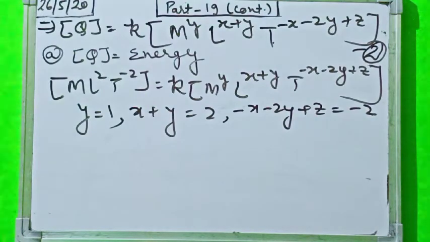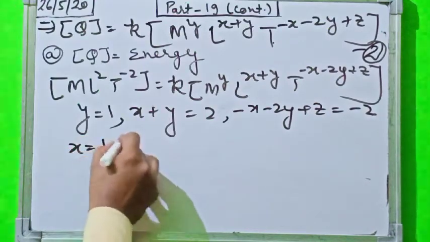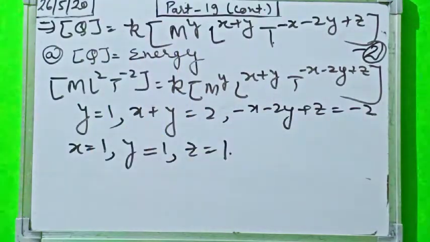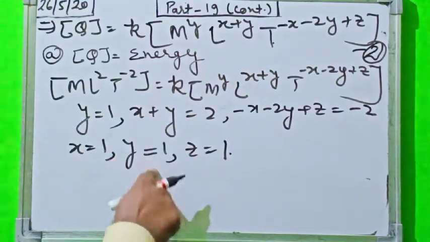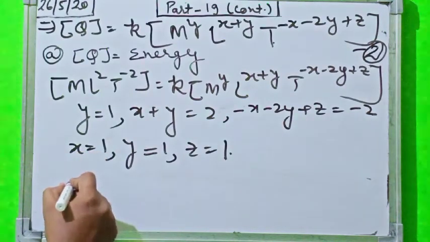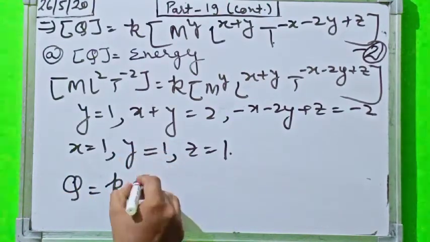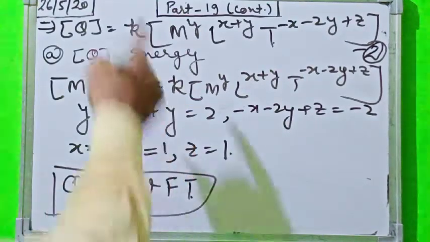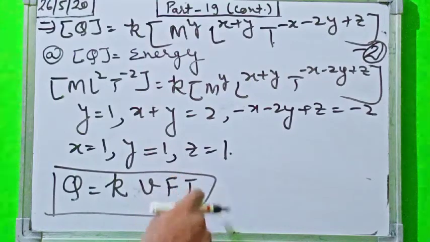Now putting these values and solving for x, y and z, we will get x is equal to 1, y is equal to 1, and z is equal to 1. So for energy, the formula for Q is equal to K V F T, because in equation 1 we had discussed Q is equal to K V^x F^y T^z.